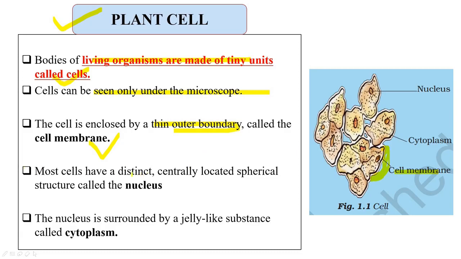And most of the cells have a distinct centrally located spherical structure called nucleus. This is nucleus. Centrally located spherical structure. And outside the nucleus is the jelly-like substance which is called cytoplasm. So with this we have completed our chapter.